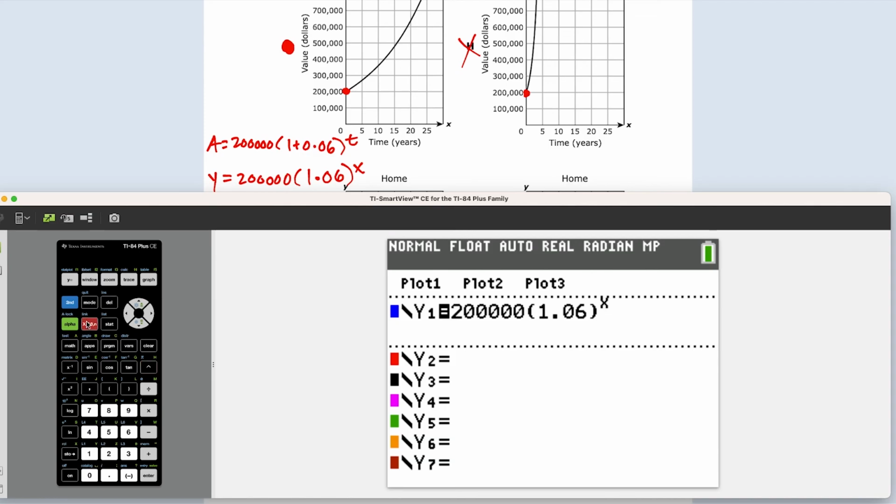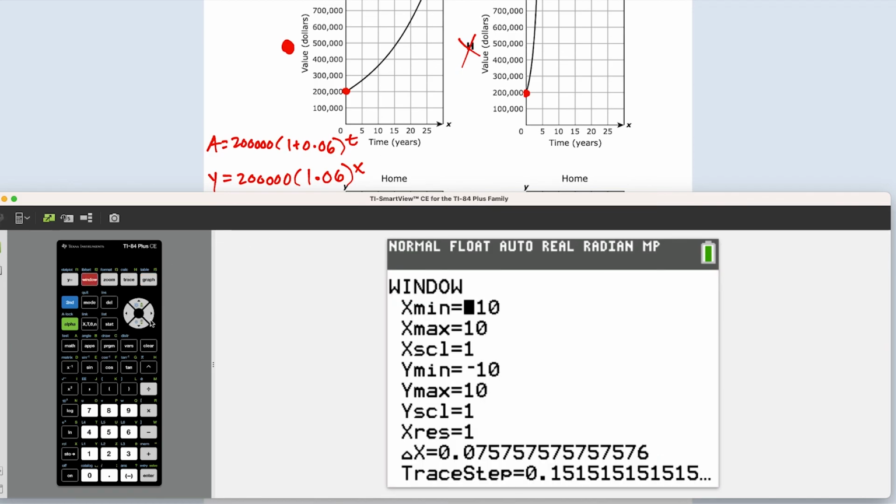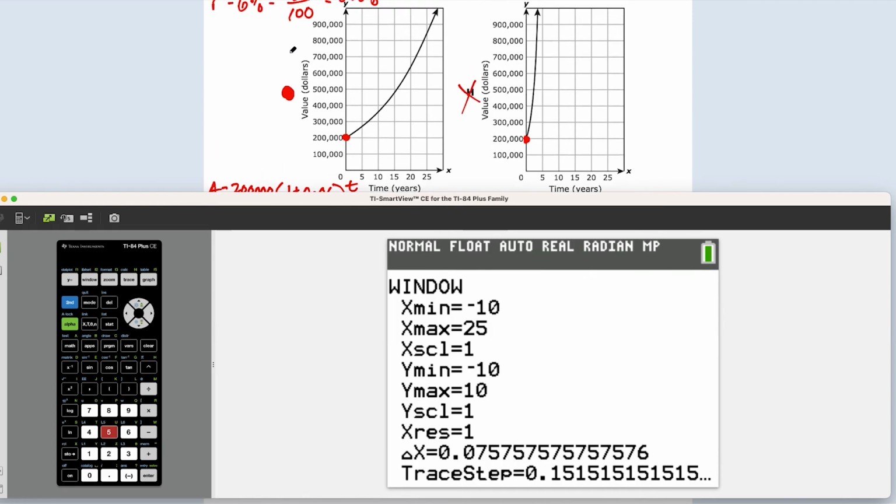And one thing I'd pay attention to here, once we press graph, you're going to notice we're not going to see a thing. The reason is that the x-axis is counting by 5s and it's going up to 25, so my x maximum would have to go up to 25. And if we look at our y column here, notice that the y values are going up to 900,000. So I'll just bump this up here to 1,000,000.